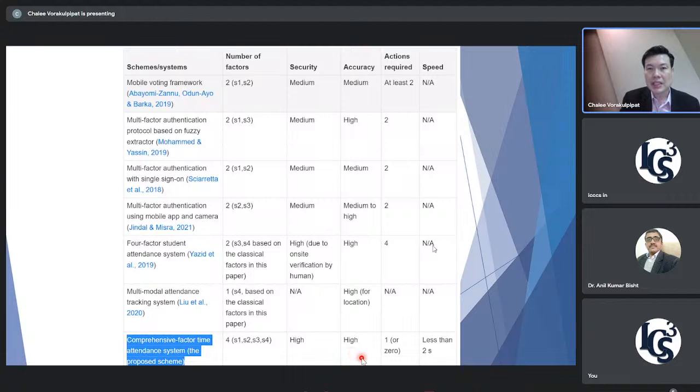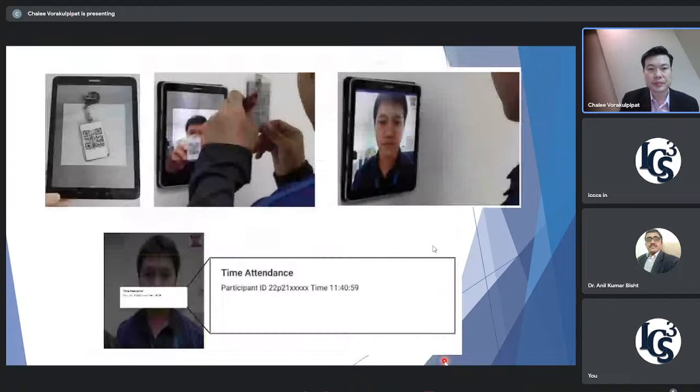And now we look at usability. Action required: you see, we use four factors, but it doesn't mean we have to take action four times. We just use one action, when we scan the face, because the other three don't need any action since they run in the background. For speed, it is just 1 or 2 seconds. We just use it to scan the face. Yeah, it is just an example. It is mobile phone based, but in some situations we may use a kiosk or something like that. Yeah, this is very flexible.